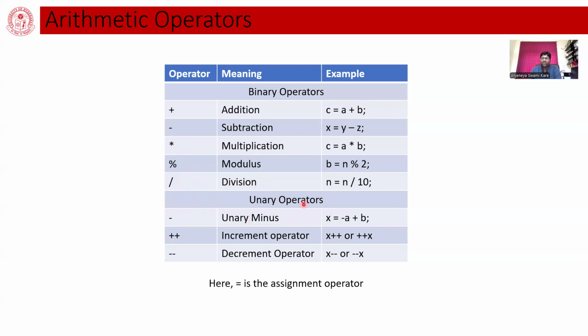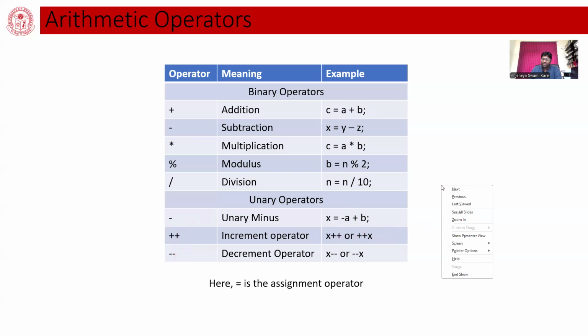provides unary operators. Some of the unary operators are unary plus and unary minus. Unary minus is basically, suppose you want to say x = -a + b. Here, minus a is the unary operator. Minus is the unary operator. Unary operator means it has only one operand. And the increment and decrement operators are also unary operators.